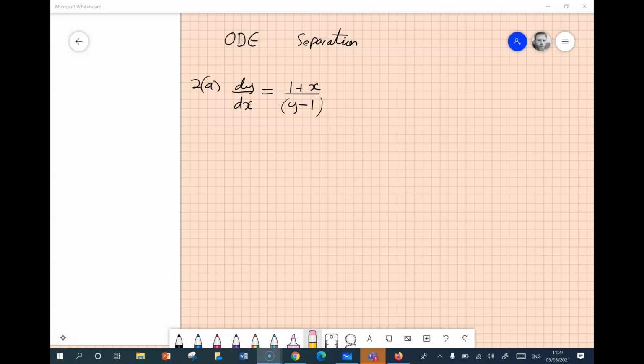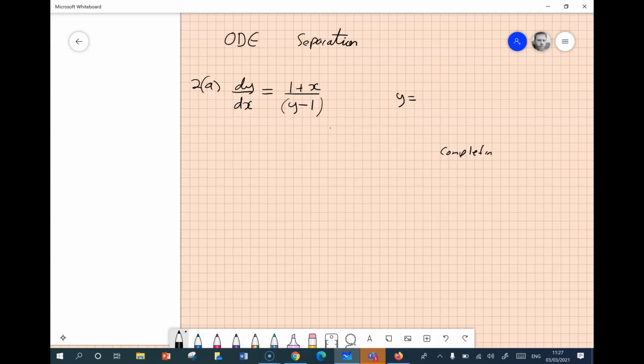You're doing ordinary differential equations. We're doing it through separation. So dy/dx is equal to (1 + x) over (y - 1). And we want to get down to the very end to y is equal to something. Inside this, we're going to use another technique as well, called completing the square, at the end.